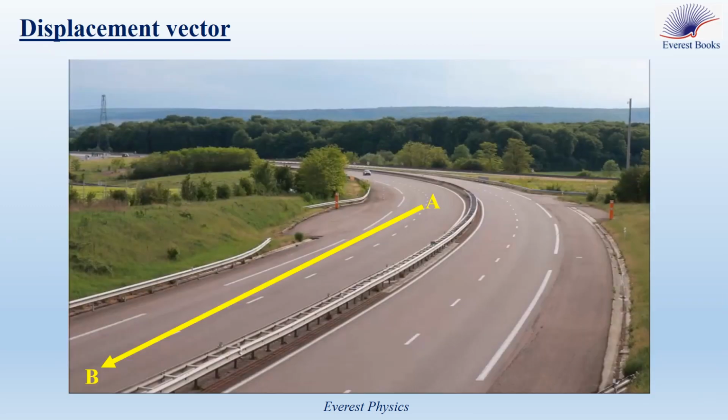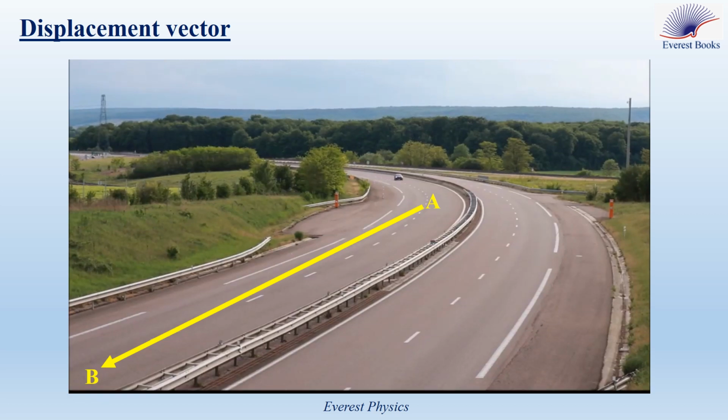The displacement vector of a moving object between two positions is a vector that joins the initial and the final positions of this object. To understand the displacement vector, observe this video. This car moves from position A to position B. Then, its displacement vector between A and B is given by delta R, which is equal to the vector AB.